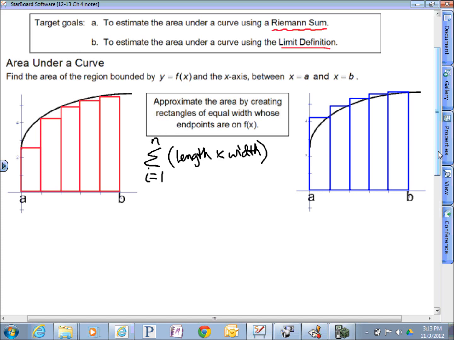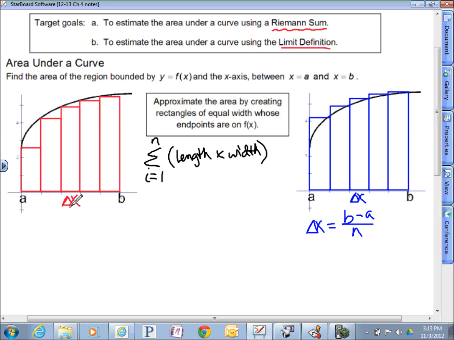Well, the width of each of these rectangles, let's think about this. There's 5 of them. So I'm going to call this width change in x. That change in x is going to be the difference between b and a divided by, in this case, 5 rectangles. If I want to find how wide each rectangle is, I take the length of my interval, which in this case is b minus a, and I divide it by the number of rectangles. So in this case, it would be 5. So that would give me the width of each of my rectangles. And the same thing is going to hold true for the red ones, because this is also a change in x, and you would find it exactly the same way.